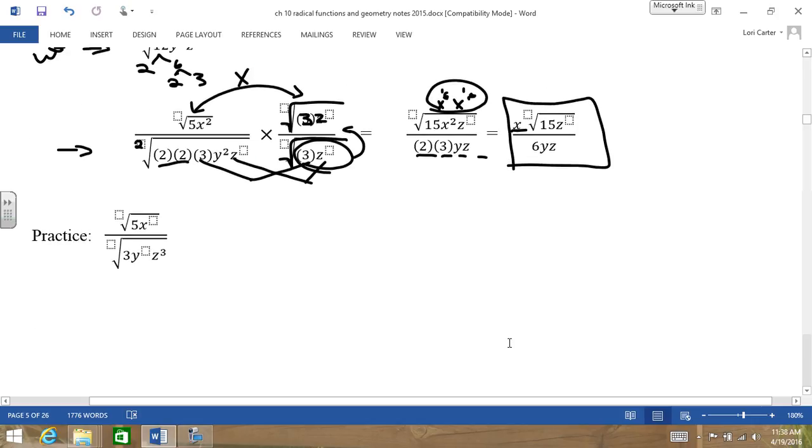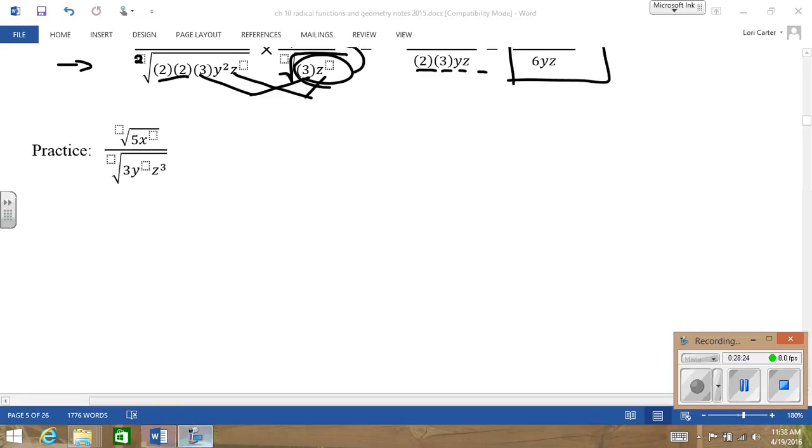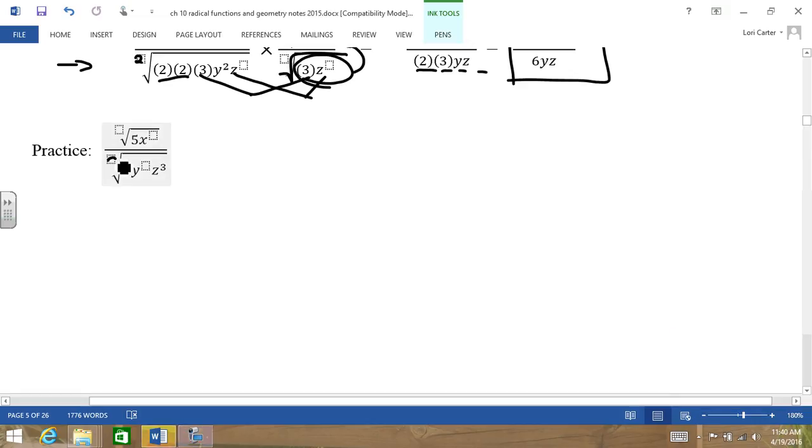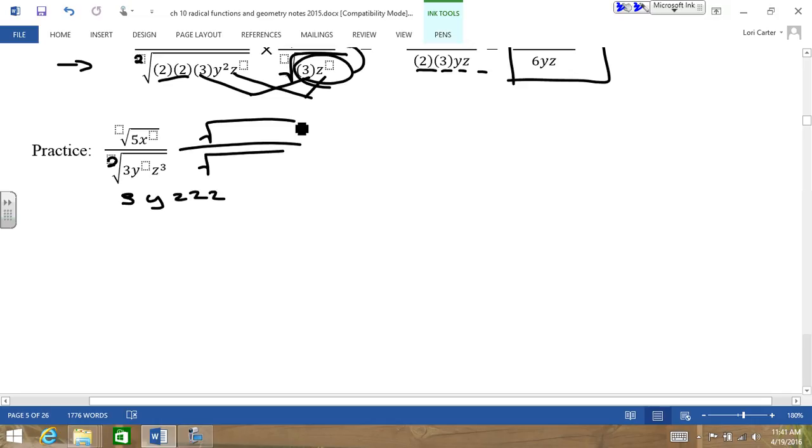Okay, everybody, you're up. Let's do a little bit of this together. You're looking, what's my index? 2. So I have a 3, I have 1 y, and I have 3 z's. I need groups of 2, right? So I've got to figure out what I have to multiply by. Okay, and I don't want anything down here. So what do I need? Do I need another 3?